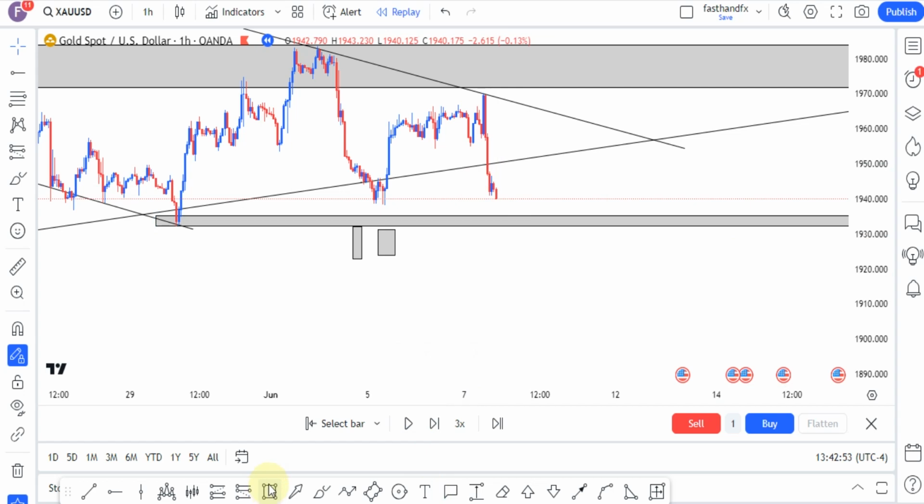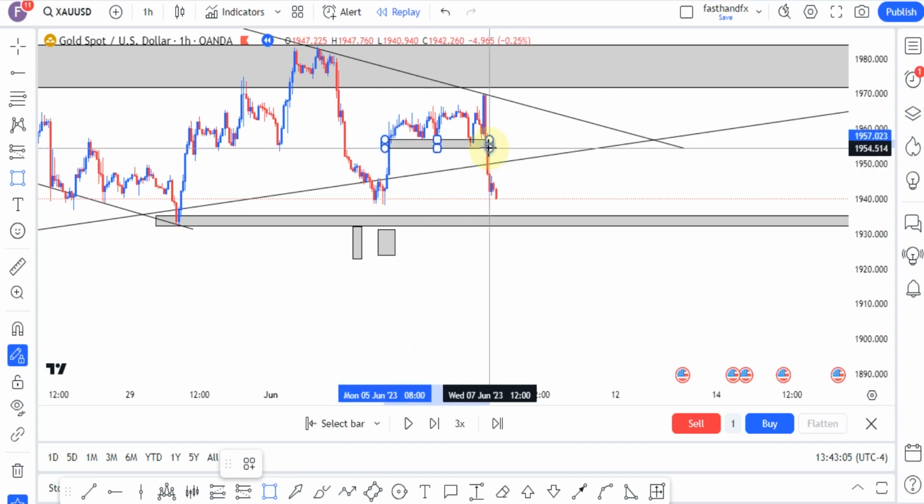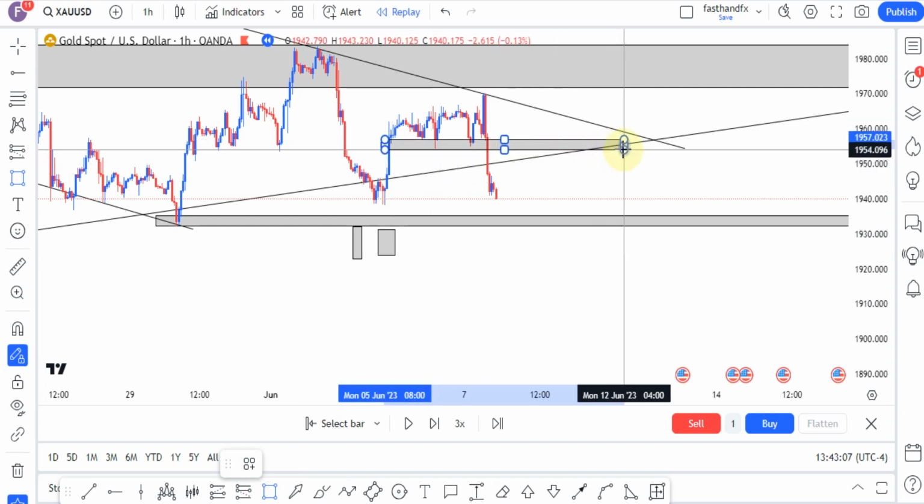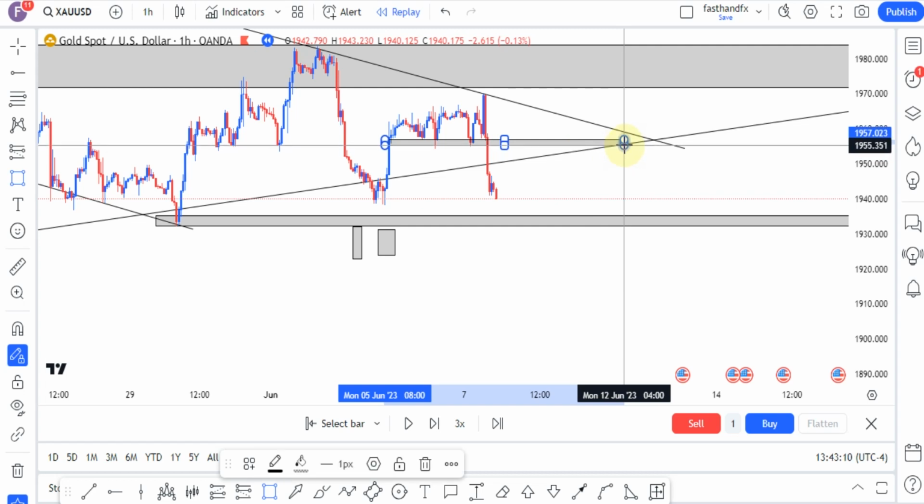So this is the perfect place maybe you could have found to take an entry. So you should look for these entries. I mean, look for these key levels in the 1 hour time frame.